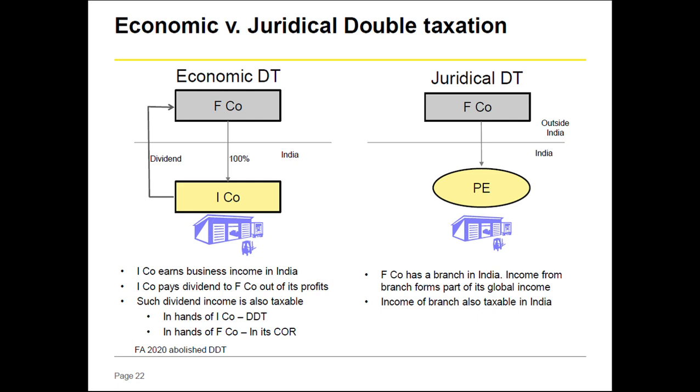This is economic double taxation: an Indian company earns business income in India. The Indian company pays dividend to a foreign company out of its profit. Such dividend is also taxable in India. Actually, presently dividend distribution tax is not there. Previously, the Indian company had to pay dividend distribution tax, and in the hands of the foreign company, it had to pay tax there. For juridical double taxation, a foreign company has a branch in India. Income from the branch forms part of its global income, so the income of the branch is also taxable in India.